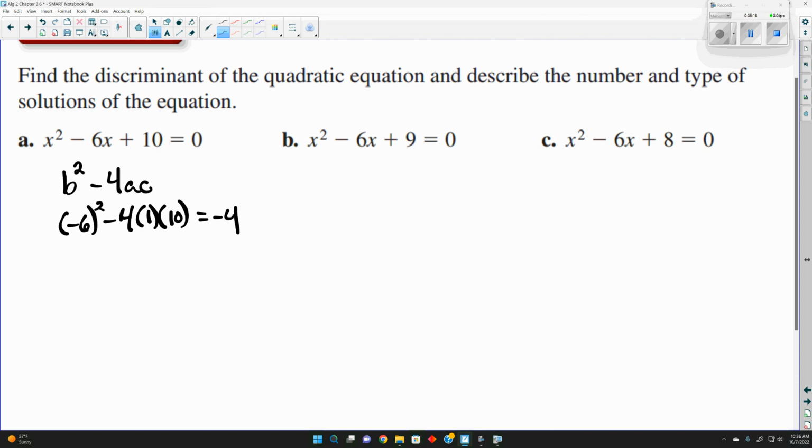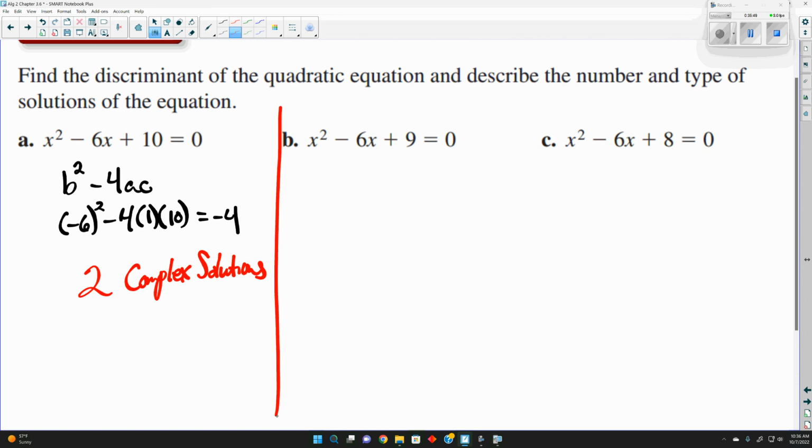So how many solutions do we have? 2 complex, because the value of b squared minus 4ac, is it greater than 0, equal to 0, or less than 0? Less than 0, so it would be imaginary or complex. You can use either one. They're going to mean the same thing. So we'll have 2 complex solutions or 2 imaginary solutions. And that would be it. I mean, we could go back and solve it by plugging negative 4 in and using the quadratic formula, but we would have 2 complex solutions.